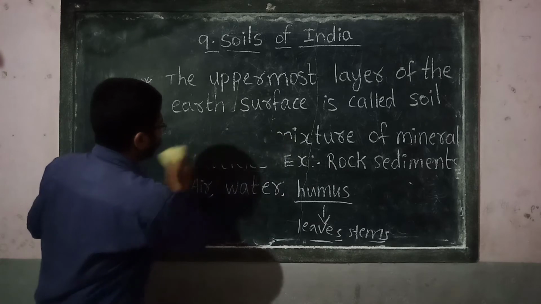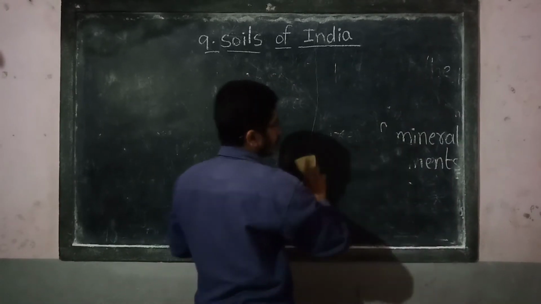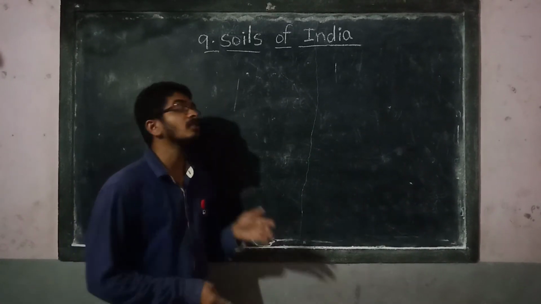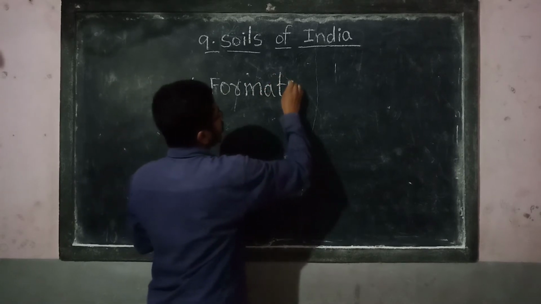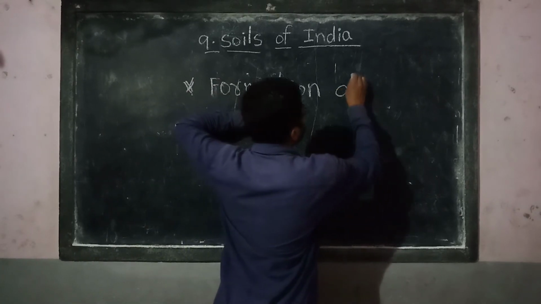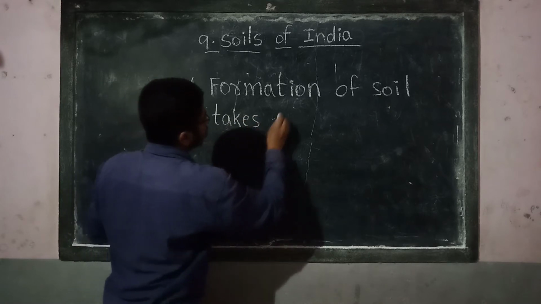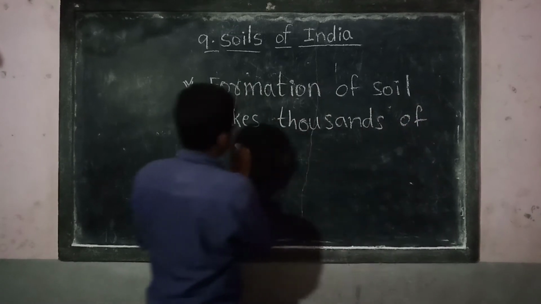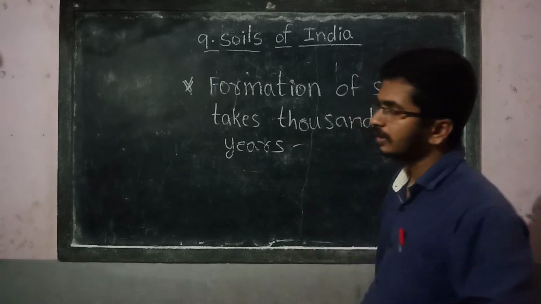Now note these points whenever I am writing. Formation of soil is not a small process, it is a very long process. It will take thousands of years. We'll see the pictures also. There are different types of soils also, and we'll learn about it. Formation of soil takes thousands of years. How?